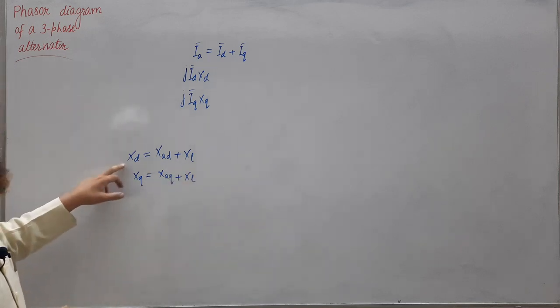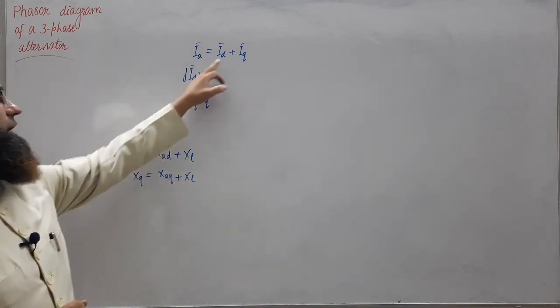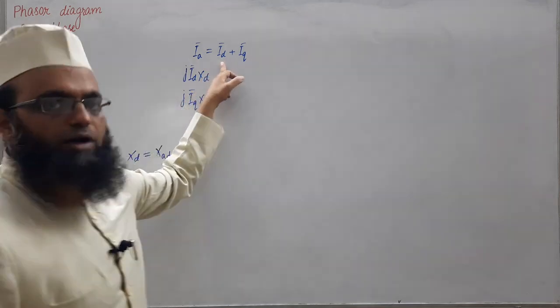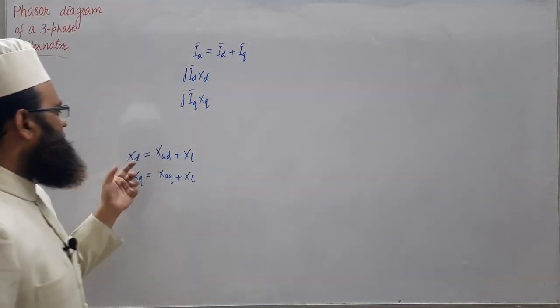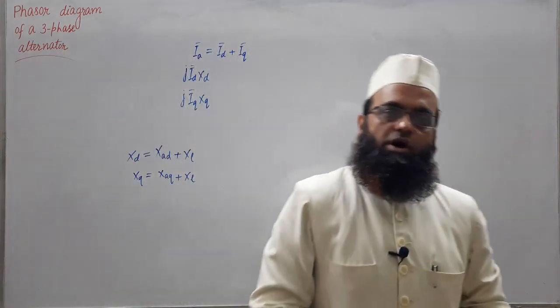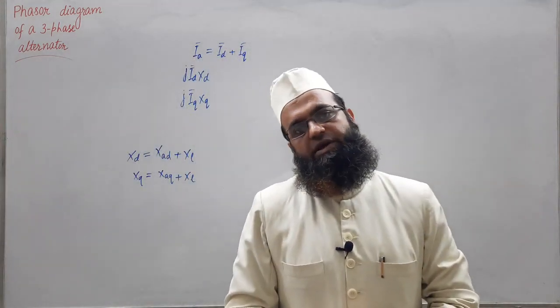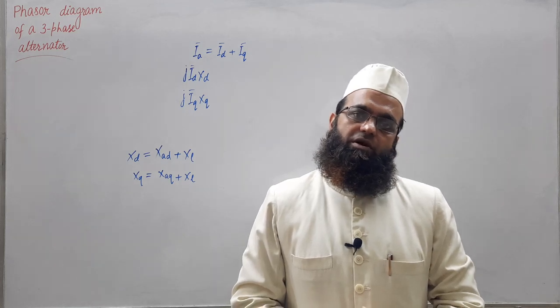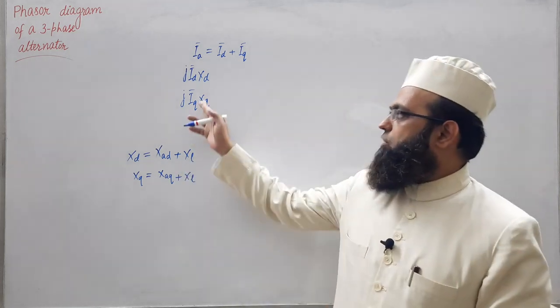That's why when we multiply this with the ID phasor, the component of armature current IA along the D axis, this drop gives the drop corresponding to armature reaction as well as leakage reactance along the D axis, and similarly this along the Q axis.